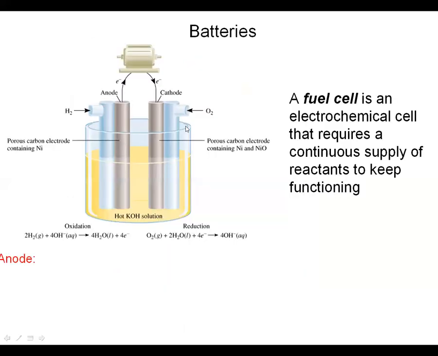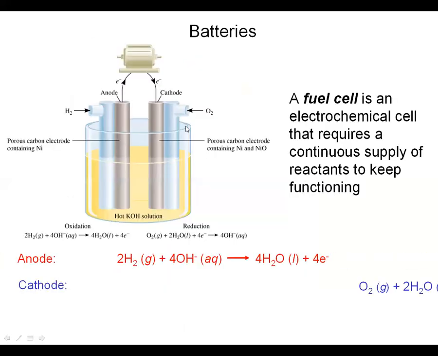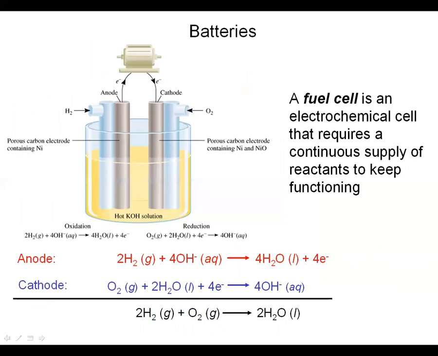And lastly here, a fuel cell, which is typically not a traditional battery, but a fuel cell is basically an electrochemical process. In this case, this is a hydrogen fuel cell. It requires hydrogen gas and oxygen gas to be floated in there together. On the anode side, our hydrogen is going from 0 to +1, so it's being oxidized, and our oxygen is going from 0 to -2 and is being reduced in this particular case.